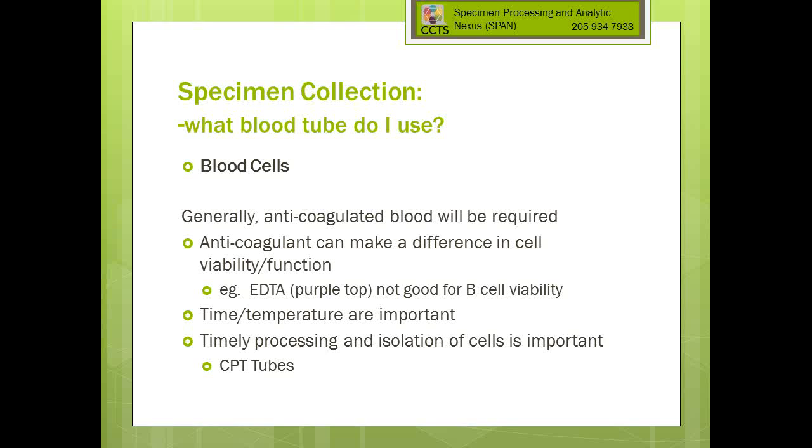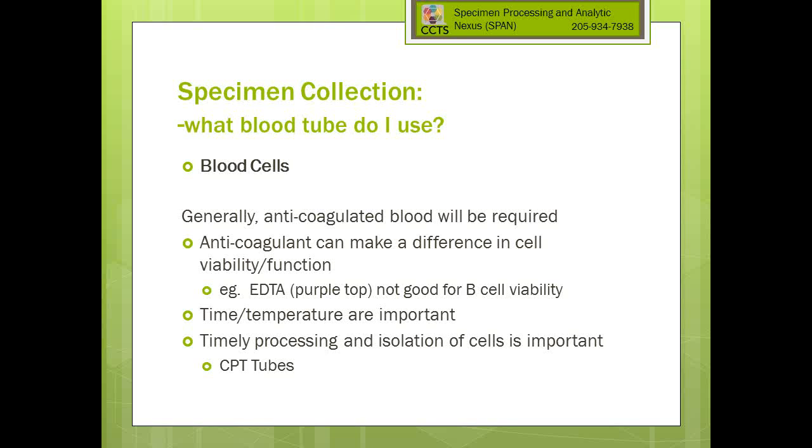Time and temperature are important, right? The longer the cells sit after draw, the less likely they are to be viable once you isolate them. Temperature is important. Again, a lot of my work has been in B cells. When blood is put on ice and you isolate B cells from that blood, they typically don't work really well at that point. So we tend to avoid icing or refrigerating samples if we know we're going to be interested in B cells. That's not true for all cells.